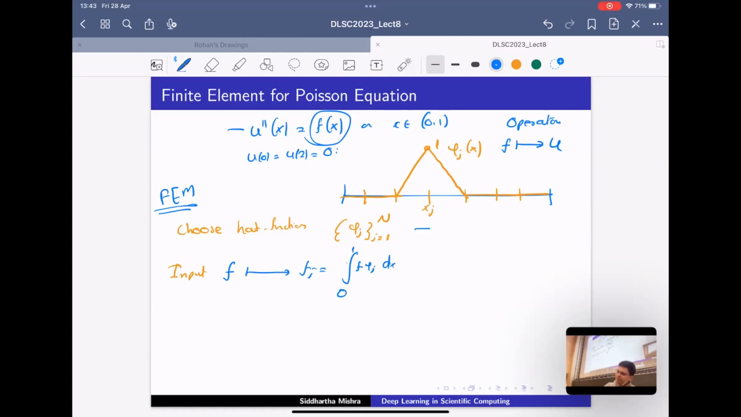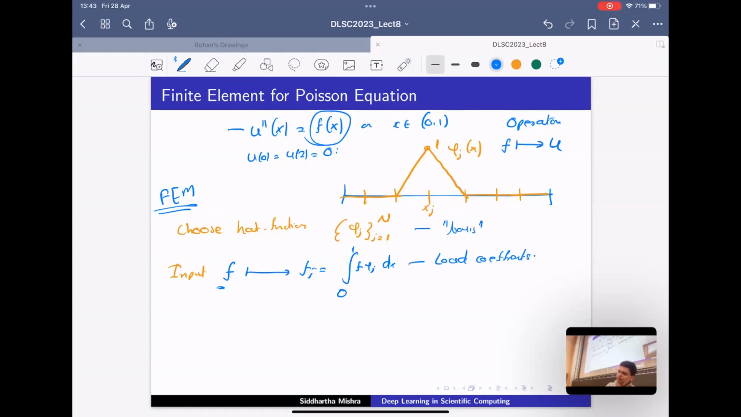So think of this as a basis. Okay, it's not an orthonormal basis, but it's nevertheless a basis. So given an input f, your source term, load vector, you produce what are called the load coefficients. So these are the values of f at each of these points. Okay, so that's the first.